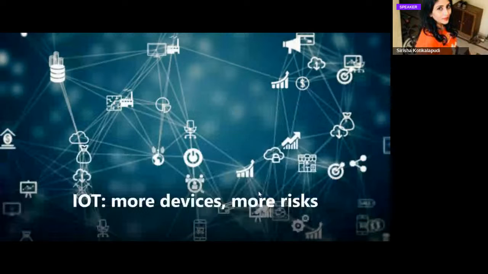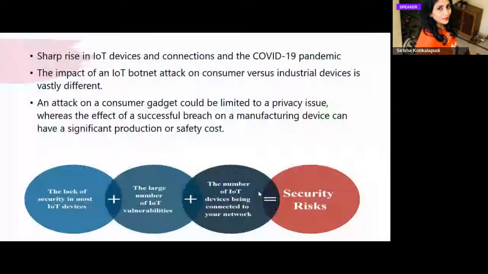So another trend that we do have is IoT and the rise of IoT. We do have more and more devices in the networks that are connected, and due to that, we have more risks associated with them. There has been a sharp rise of IoT devices and connections because again everybody is at home and wants to be more connected to the entire world.